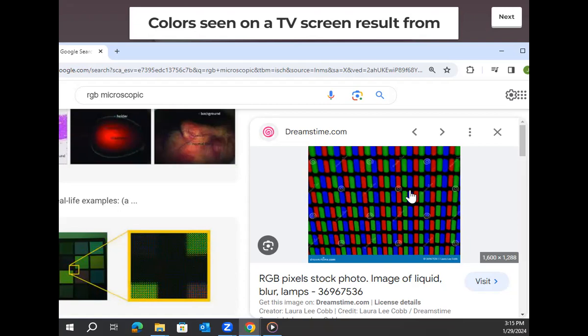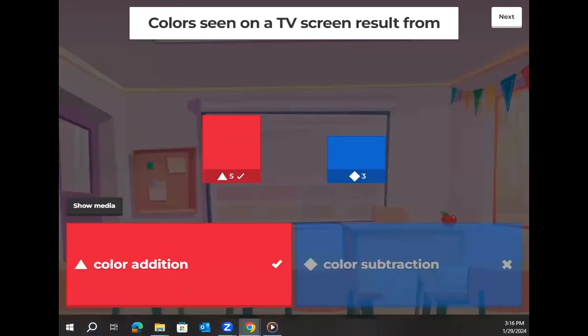Ooh, I got a tricky question for you guys. What about yellow? How do you make yellow light? Green and red. Turn on the green and red, and that'll give you some yellow. But yeah, color addition. The more bulbs you turn on, the more color you get. Color addition.